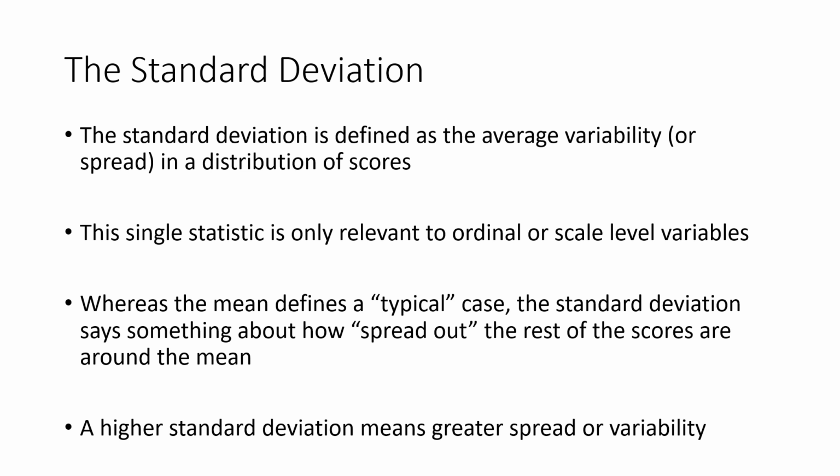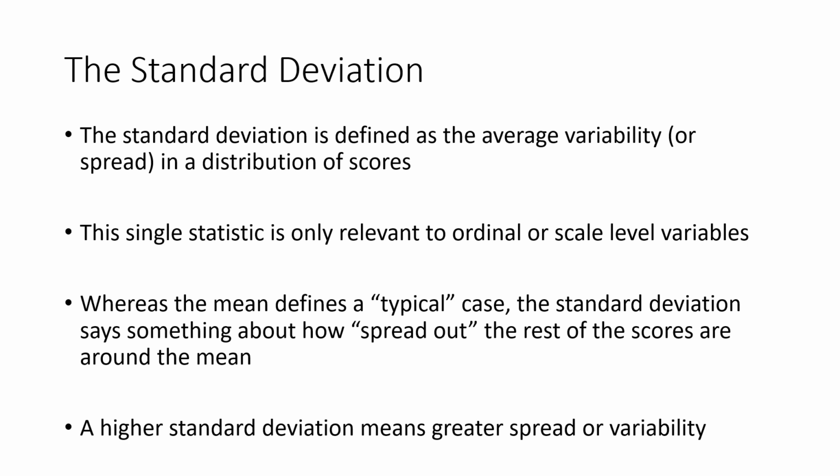And as I said before, this is slightly more complicated than the concept of the mean, right? Most people intuitively understand what the mean is, but it's a bit of a mental stretch to understand what we mean by the standard deviation. So we define the standard deviation here as the average variability or the average spread in a distribution of scores. So this is what I mean when I say it's an outward looking statistic.